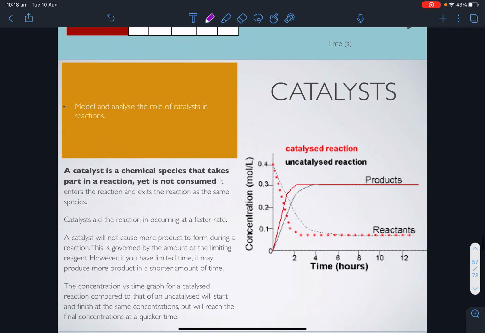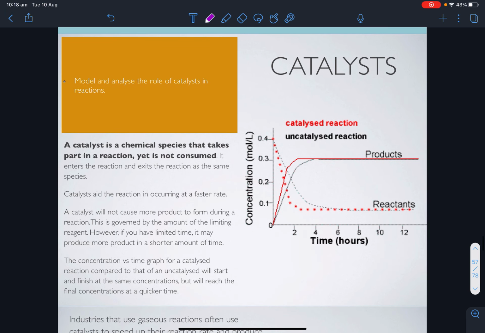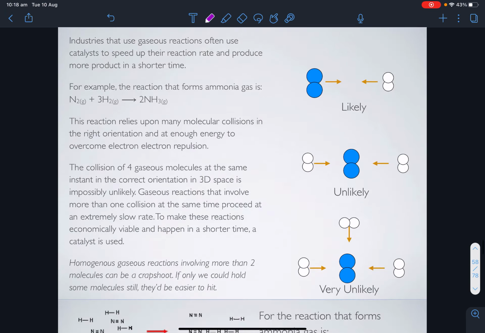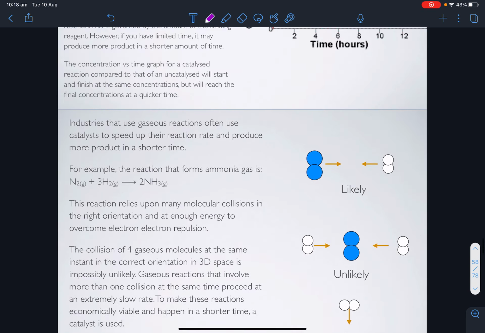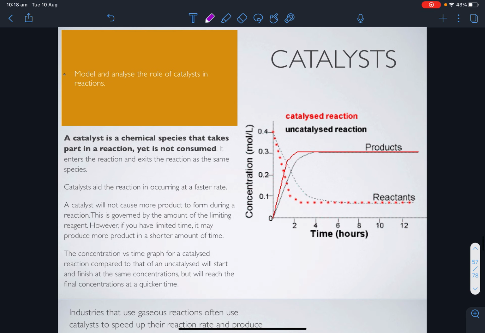Let's quickly talk through what catalysts do. Or should I leave it for another video? Nah, it's only a little bit, and I haven't got any questions. Let's get it all. So we need to model what catalysts do, okay?